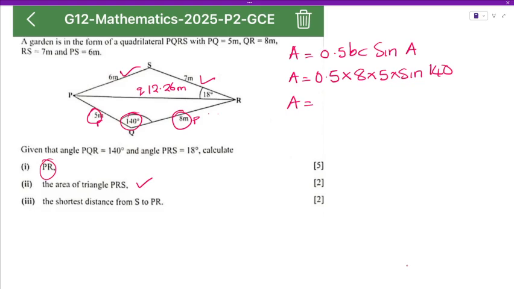Meaning area will be equal to 0.5 times 8 times 5 times cos 140. That gives me, okay, not cos, I've punched cos instead of sine, and that has given me a negative. 0.5 times 8 times 5, times sine 140. So that gives me 12.855.